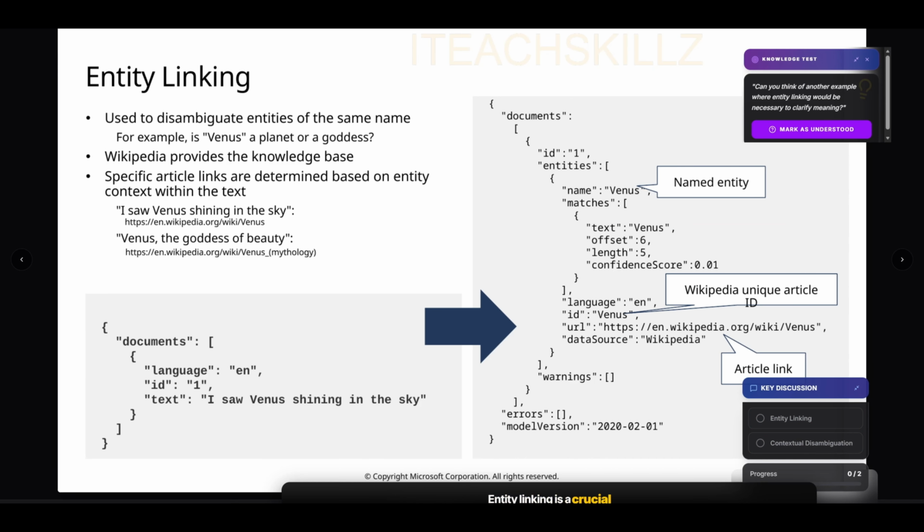Entity linking is a crucial process that helps clarify ambiguous entities sharing the same name, like Venus, which can refer to either a planet or a goddess. By leveraging context within text, this technique assigns specific Wikipedia articles to each mention of an entity. For instance, in the sentence, "I saw Venus shining in the sky," entity linking would identify Venus as the planet rather than the goddess. This disambiguation relies on contextual cues and utilizes Wikipedia as a knowledge base for accurate article links.